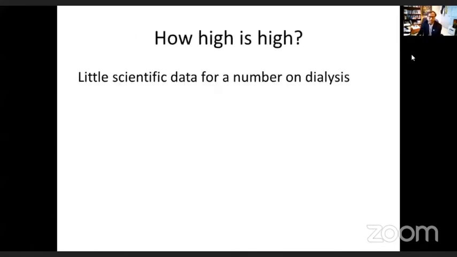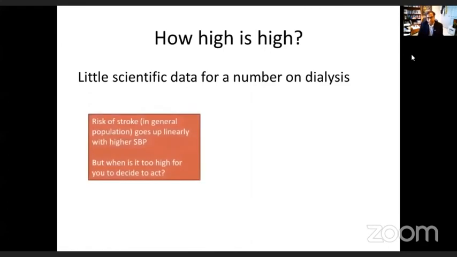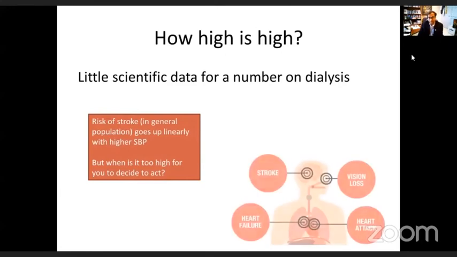And how high is high, right? Is it a number that is important? So there is no data ki 180, 160, 200. What is important. And the reason, of course, we worry is that as the blood pressure goes up, the risk of stroke goes up. It like linearly it goes up. So you have to decide, how high is high.